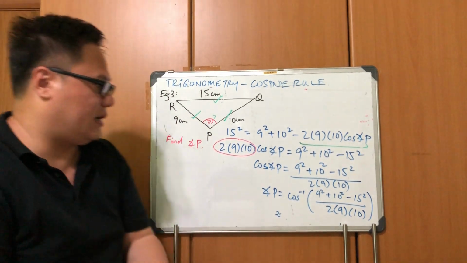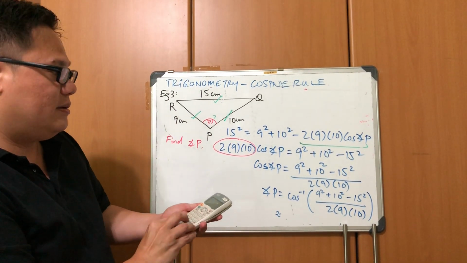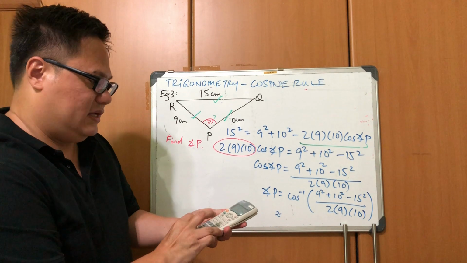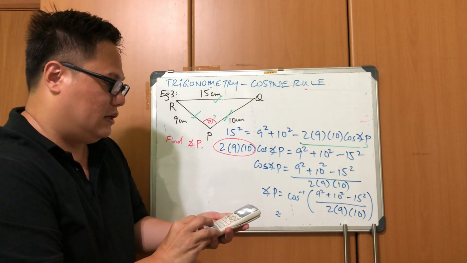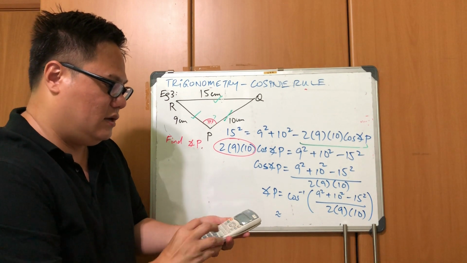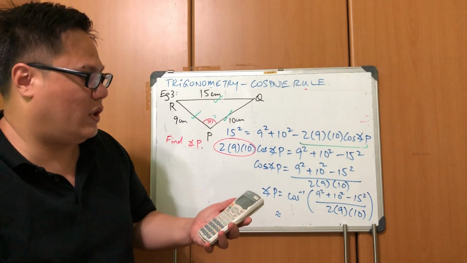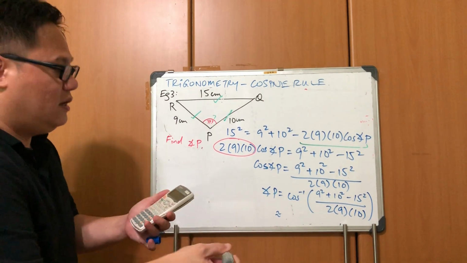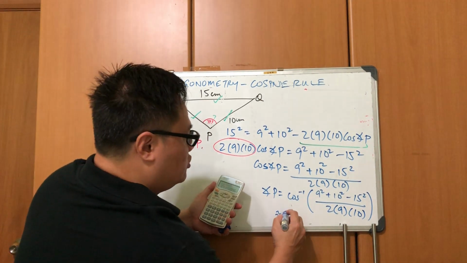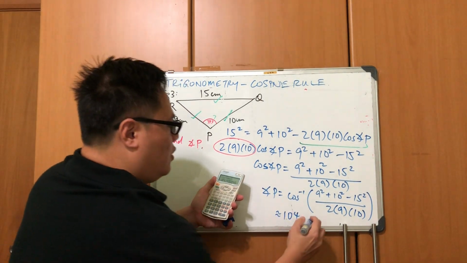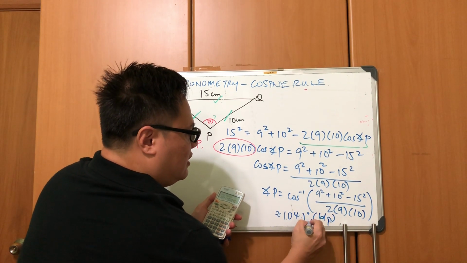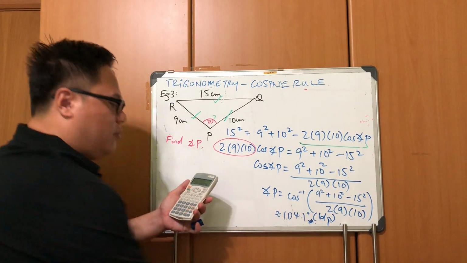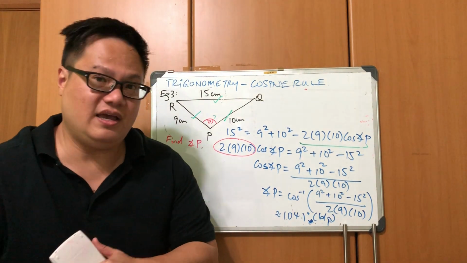So let me punch my calculator. I have 9 squared plus 10 squared minus 15 squared, then divide by 2 times 9 times 10. And I shift cosine. I will have 104.14 something. I round off to 1 dp. So 104.1 degrees. Done, 1 dp. Okay, 104.1 degrees. Am I clear?